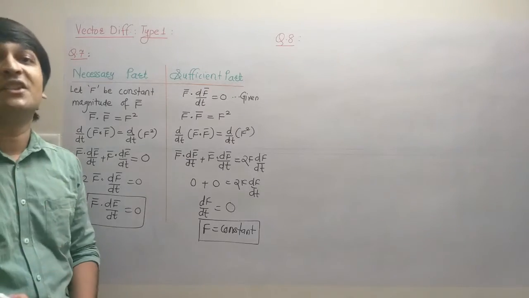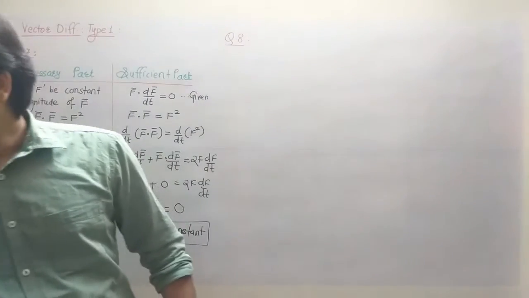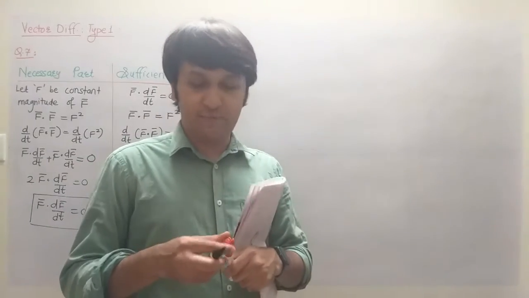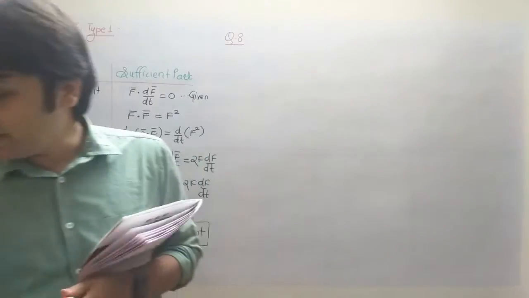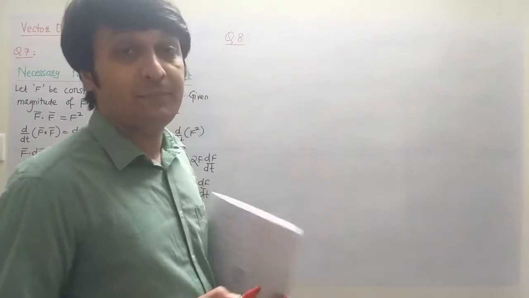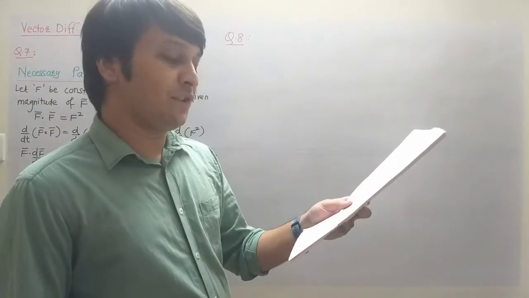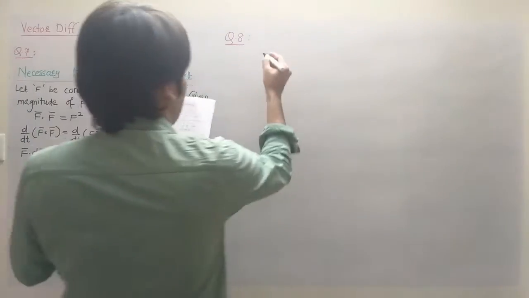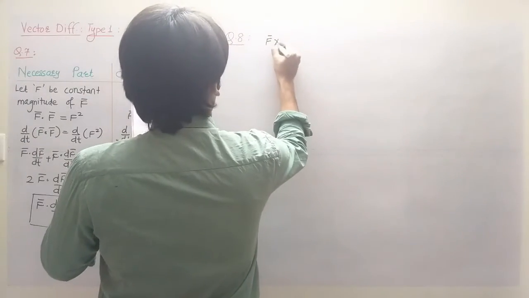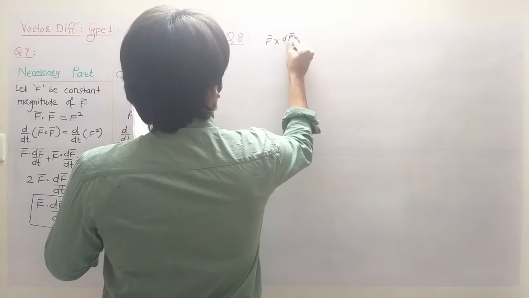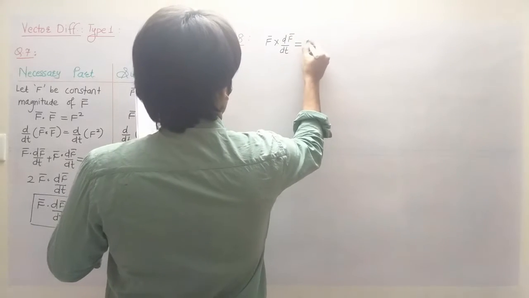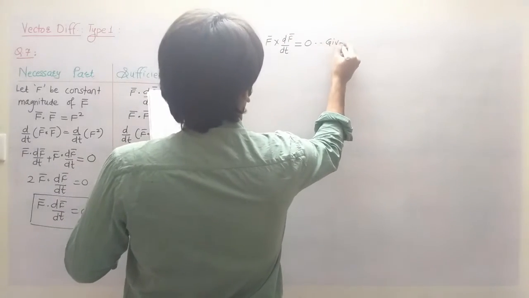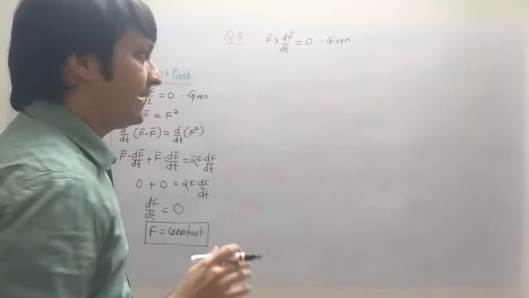Okay, now we start the 8th one. Question number 8. Check how to do this. Everyone, just pay attention. Do not write, just concentrate. Read the 8th question: prove that the necessary and sufficient condition for a vector to have constant direction is f bar cross df bar by dt is equal to 0. This is given.